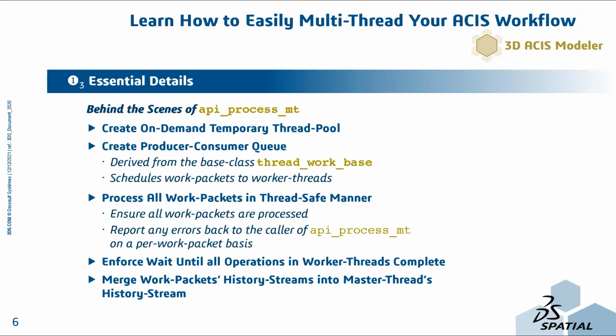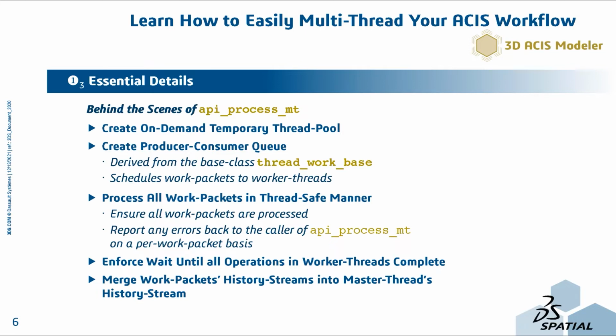The new helper function API process MT masks the complexity of the existing class thread work base for the multi-threading of ACIS-centric tasks in ACIS-enabled applications. So what actually happens behind the scenes of API process MT? Well, calling API process MT invokes several actions. First, API process MT creates an on-demand temporary thread pool. The number of threads is determined either by a priority during initialization of ACIS during the start of an ACIS-enabled application, or via an argument of API process MT.